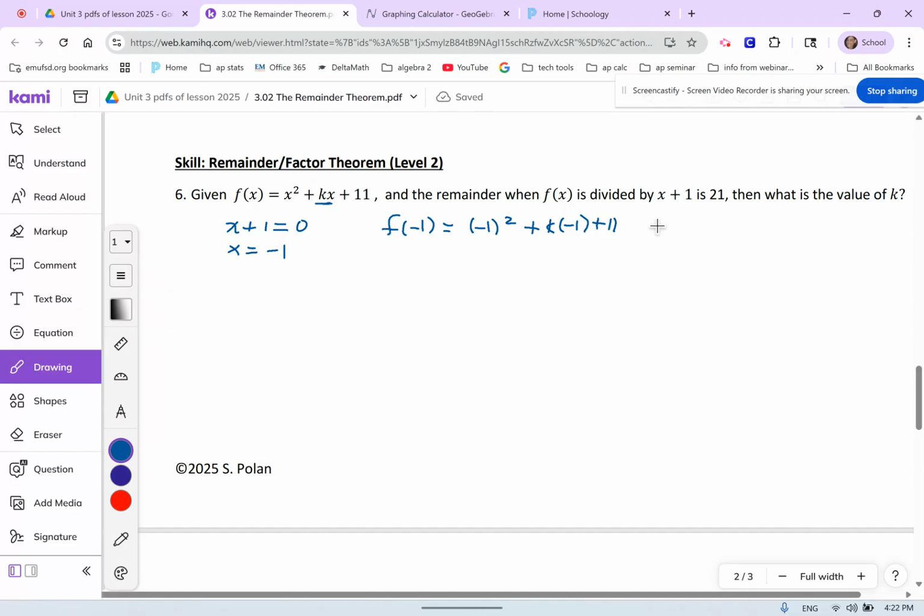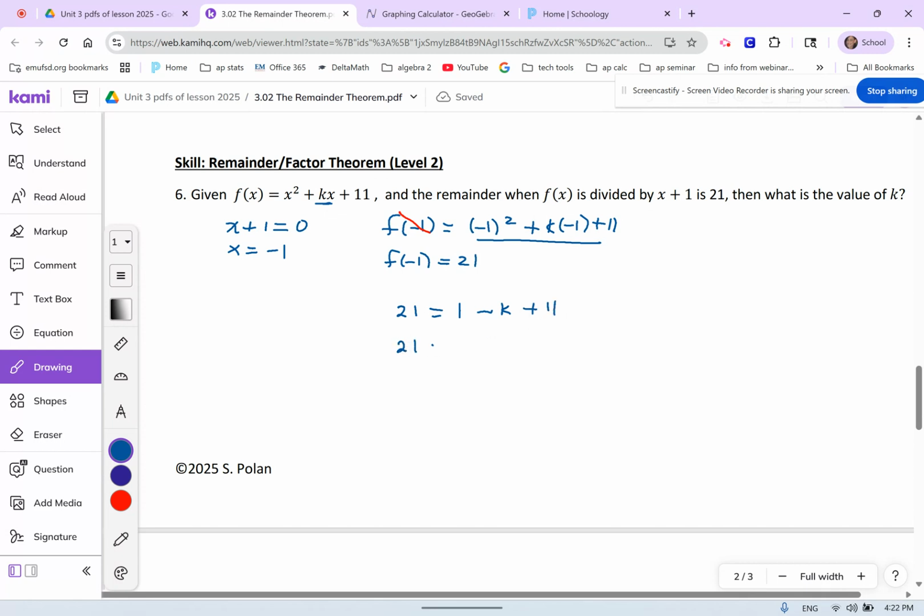And we know that f of -1 is equal to 21. So now I can create an equation. I'm going to replace this f of -1 by 21. I'm going to simplify the right-hand side of this equation. -1 squared is +1. K times -1 is -k plus 11.